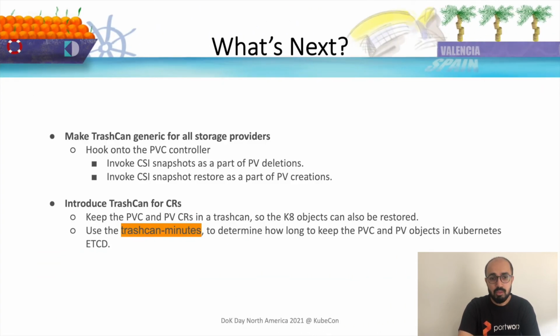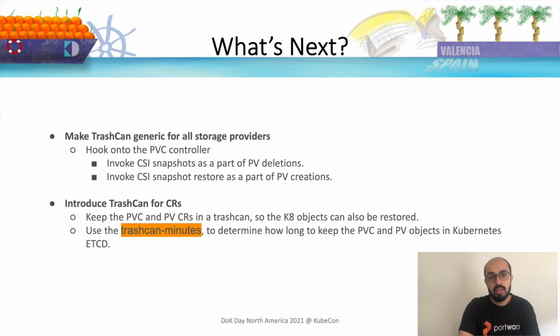We've proven that a common concept of TrashCan can be applied to cloud native workflows in Kubernetes. We would like to extend that and probably hook on to the PV deletion and creation lifecycle. So whenever a PV gets deleted, we invoke a CSI snapshot. Or when a PV create is being invoked, we detect that it needs to be restored from a trash can and we invoke the CSI snapshot restore.